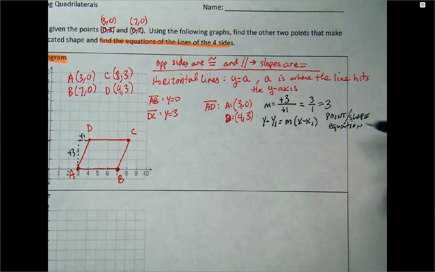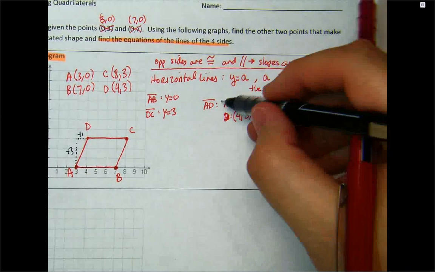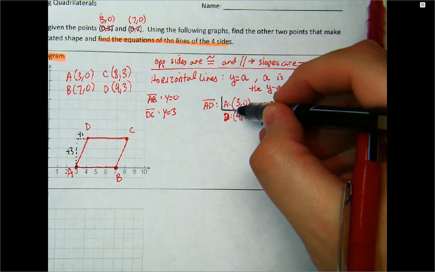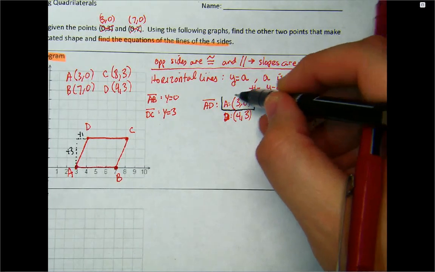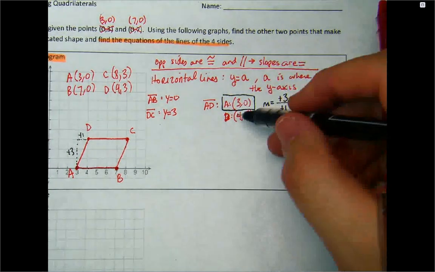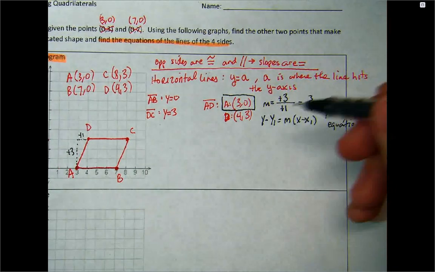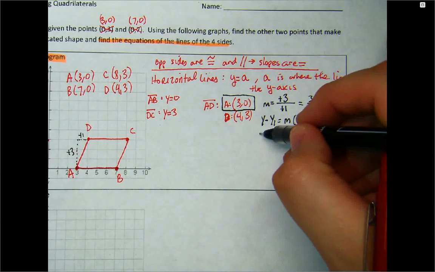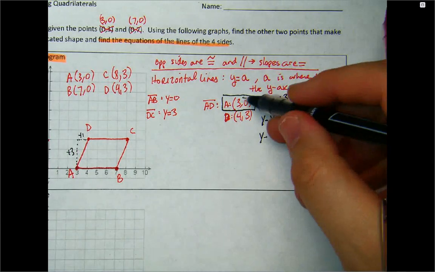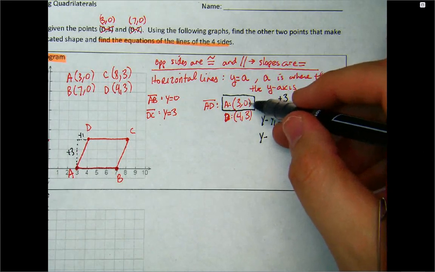Now, I'm going to use this point because there's a 0 in there, and that's going to make it easier. If I use this point, it would work out just the same. Now, if I go y minus, what's the y value from this point? 0.